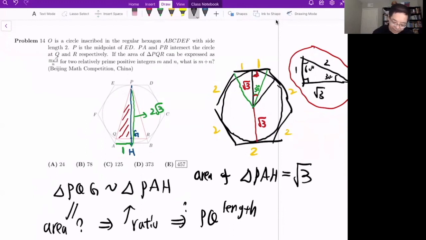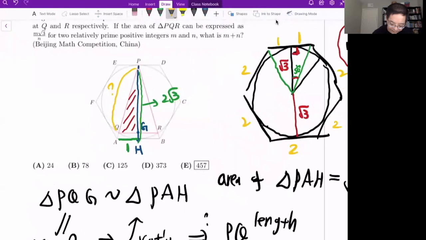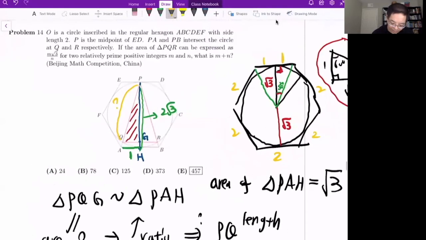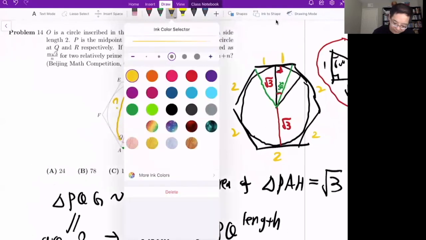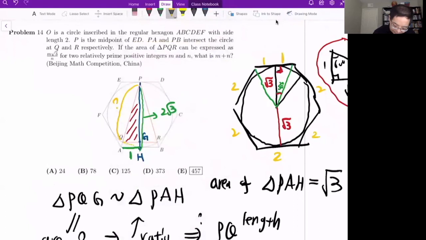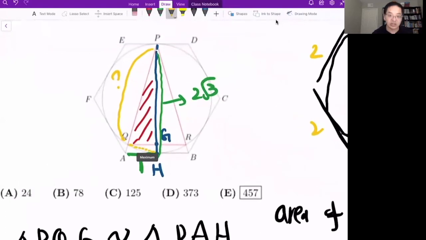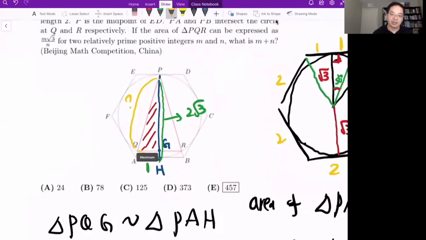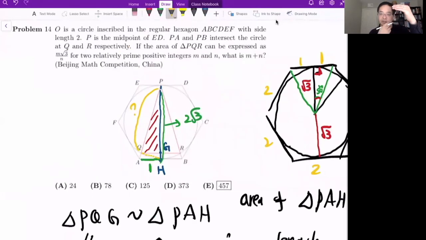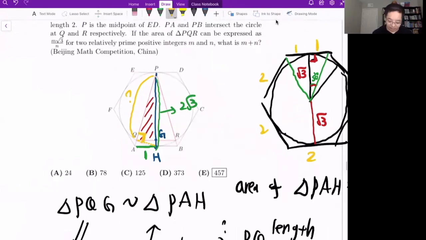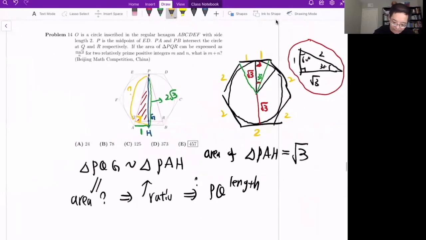Okay, so how do we find the length of PQ? This is what we need to do. We need to find the length of PQ. Let's add one more helping line. If I connect Q and H, because PH is the diameter, the diameter corresponds to a right triangle. So I get that this one is a right triangle.